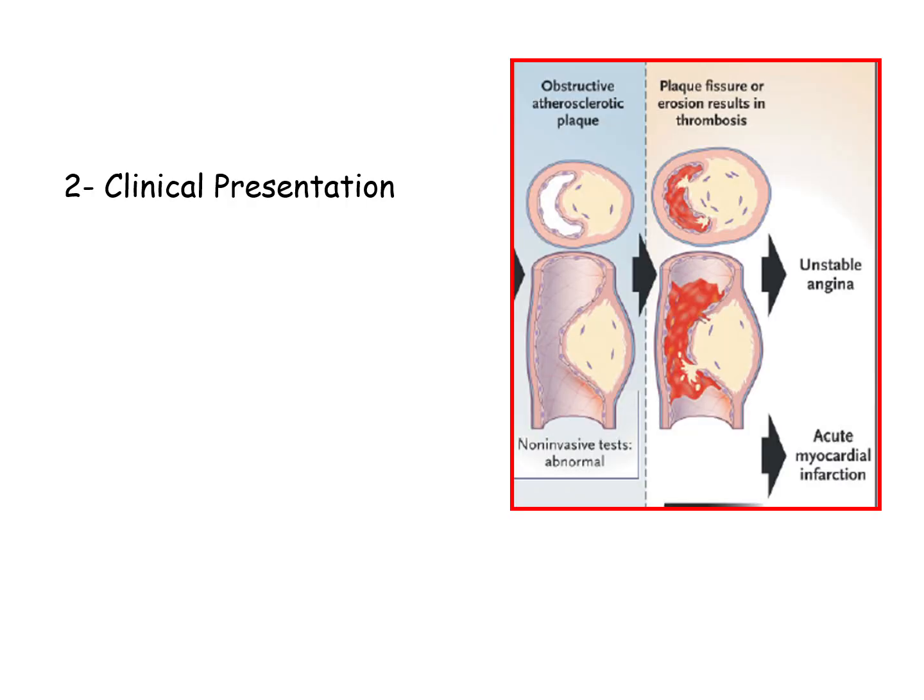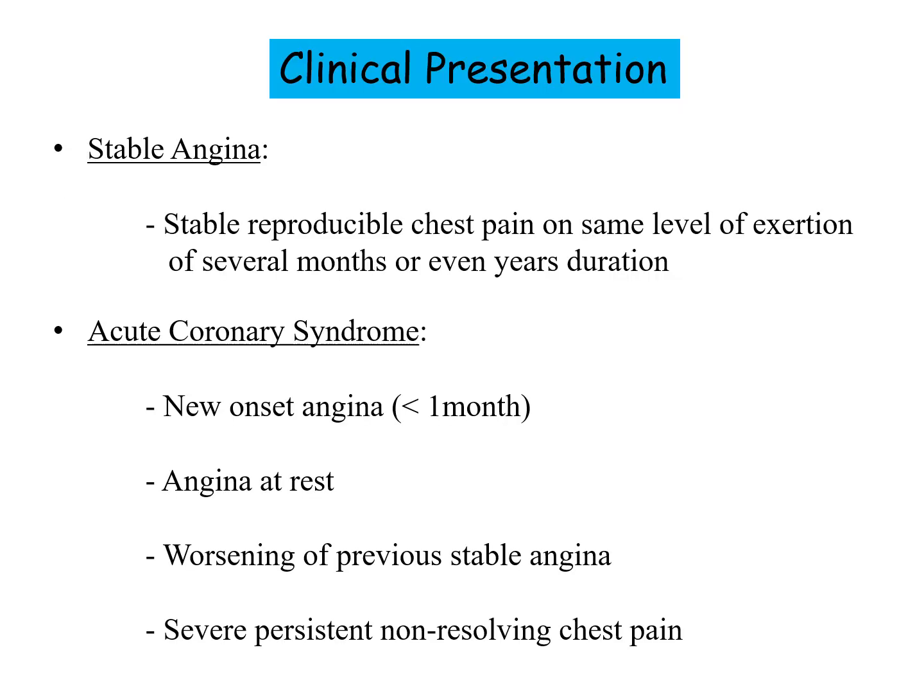How do these patients with acute coronary syndrome present to us? It's very important to distinguish between the clinical presentations of patients with stable angina and those with acute coronary syndromes. Patients with stable angina, as we discussed in the previous lecture, complain of stable reproducible chest pain on the same level of exertion that has been ongoing for several months or even years. Most of the time, patients with stable angina present to our clinics in the outpatient department.